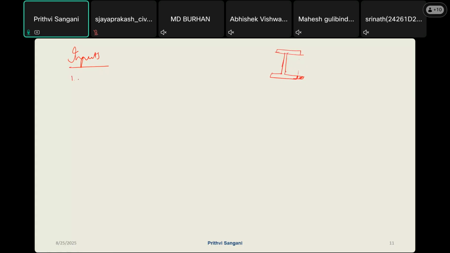First one is you should know the cross section details of this beam. Second one is what else you need to know? You need to know the span length, or the length of this beam. So these two correspond to sketch. You need to sketch it, or you need to define a part. I'll tell you what a part is, but these two come under the sketching.